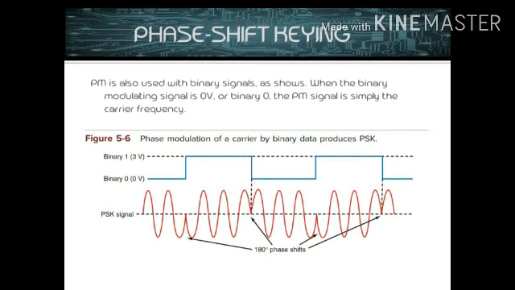Now for the phase shift keying. PM is also used with binary signals, as shown when the binary modulating signal is 0 volts or binary 0, the PM is simply the carrier frequency. For the figure shown, phase modulation of a carrier by binary data produces PSK.